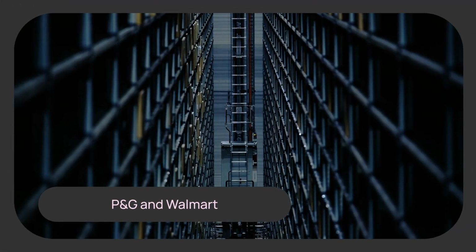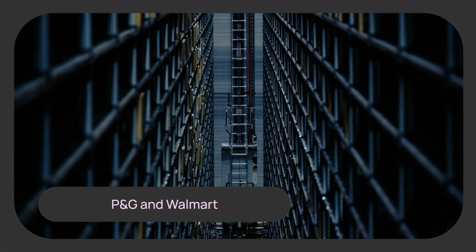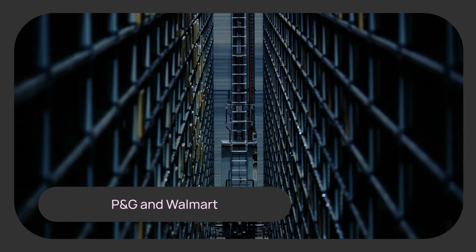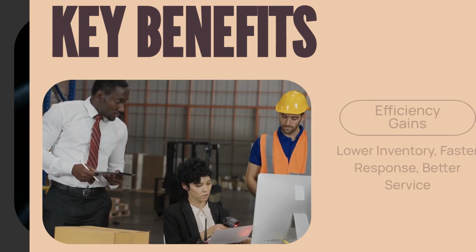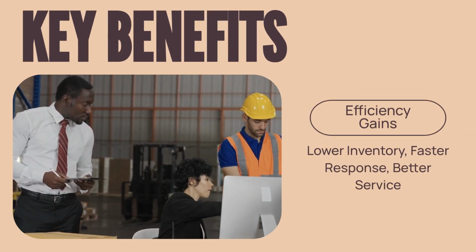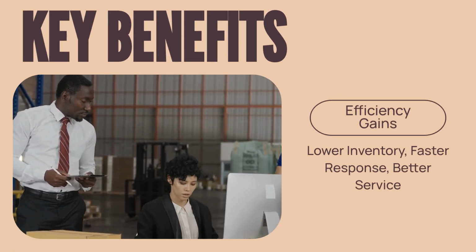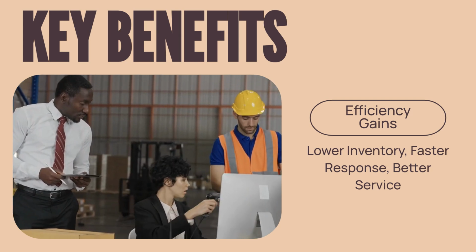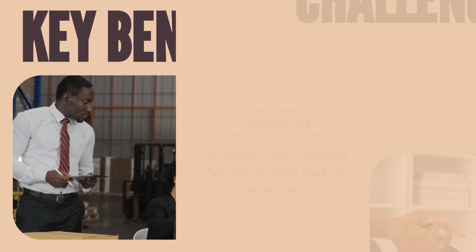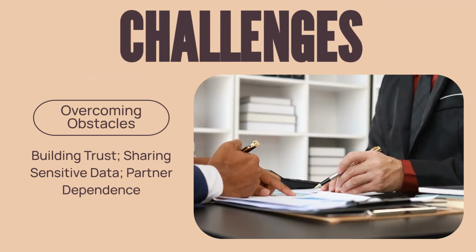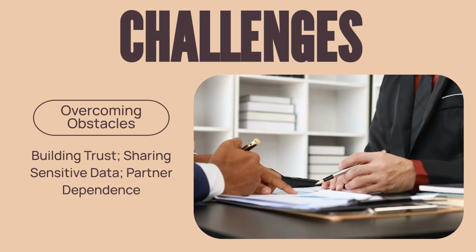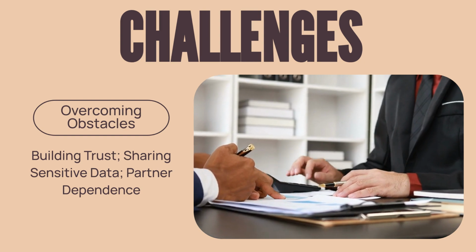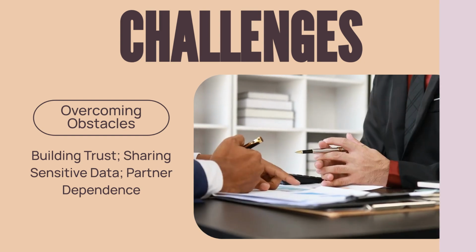A perfect example is Procter & Gamble and Walmart, where P&G receives real-time sales data and automatically replenishes shelves, reducing stockouts for both. The benefits of strong vertical links include lower inventory costs, faster response to market changes, and ultimately, better customer service. However, there are challenges. Building deep trust, sharing sensitive operational data, and avoiding too much dependence on a single partner are critical considerations.